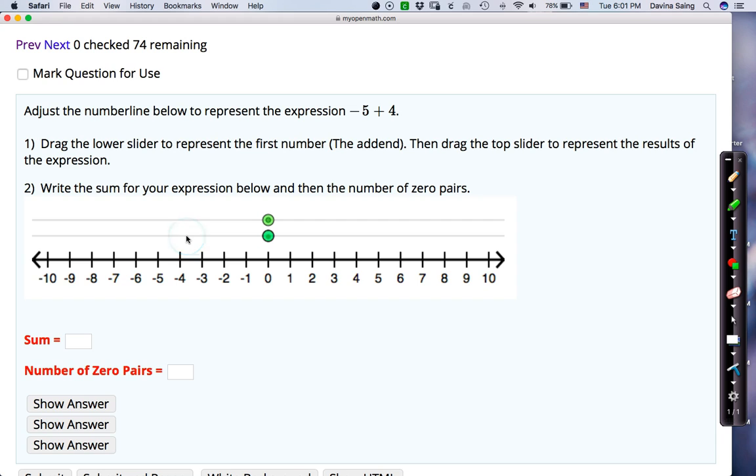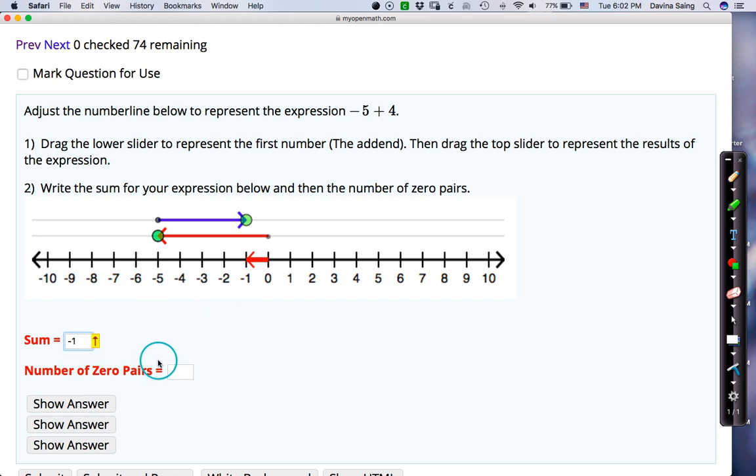So let's first start with that. Notice they did tell us to start with the slider at the bottom. So here I'm going to go to -5: 1, 2, 3, 4, 5. Notice the top slider moves along with it. Now from there we're going to move forward 4: 1, 2, 3, 4. So now our answer, we ended up right here. I would say my answer is -1.